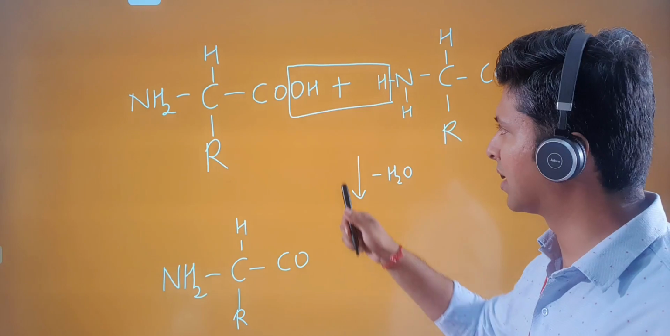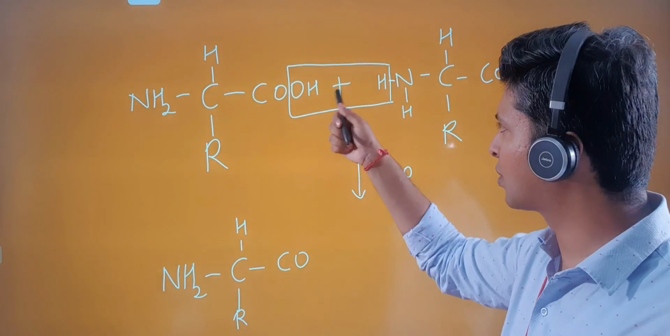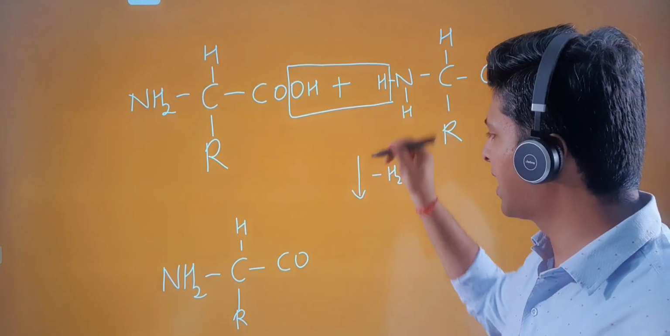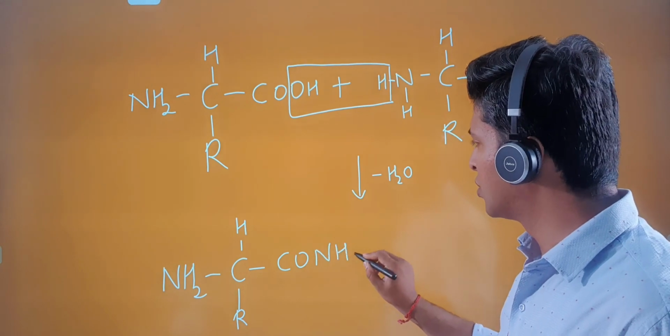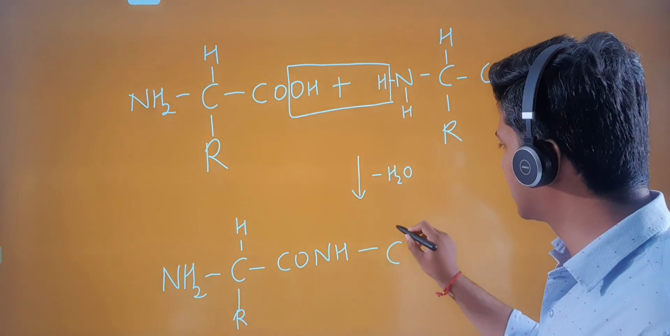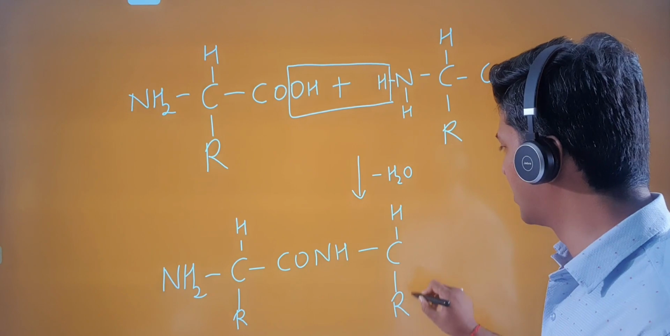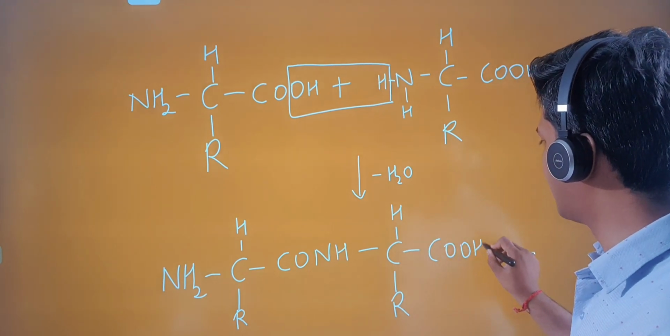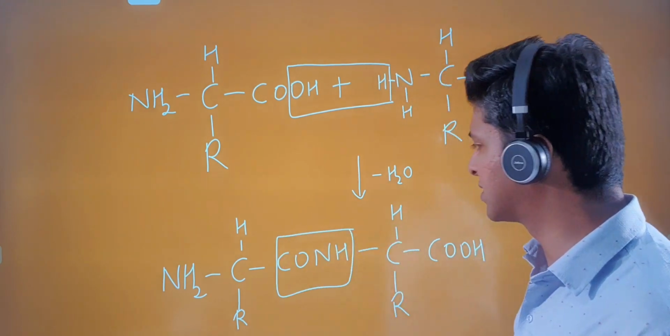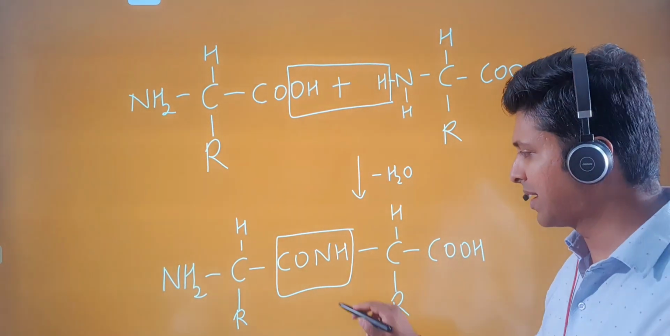Just copy paste from here. Will I write OH over here? No, OH is already gone in the form of water. So CO will directly be connected to NH now. CONH here, yes, here is the peptide bond that has been formed. See, this is the peptide bond which is formed. CONH is the peptide bond or the peptide linkage.